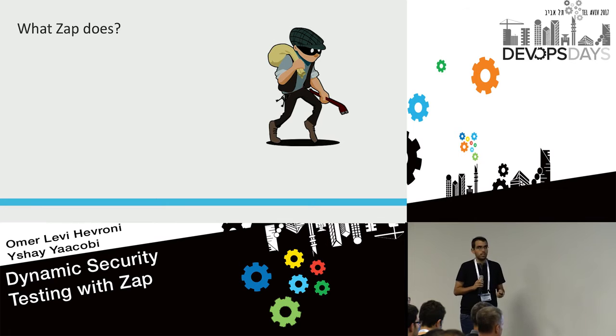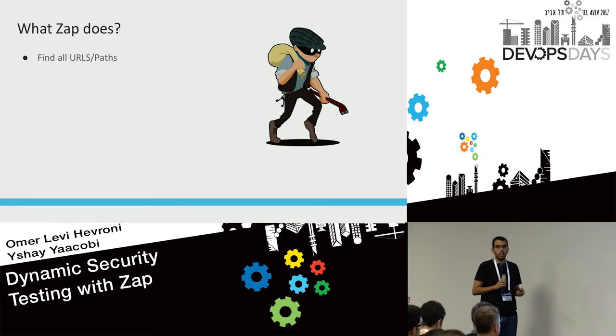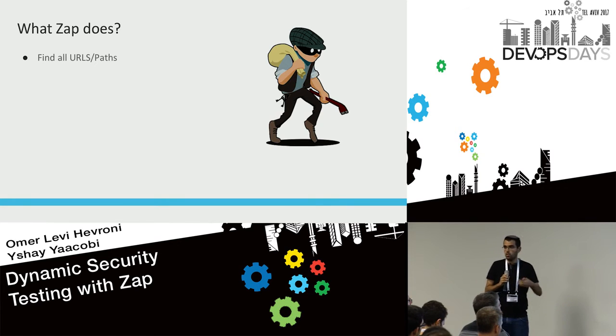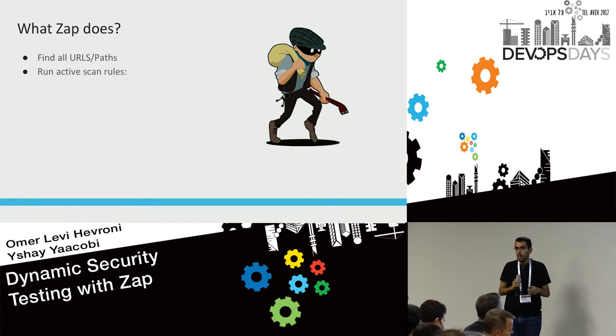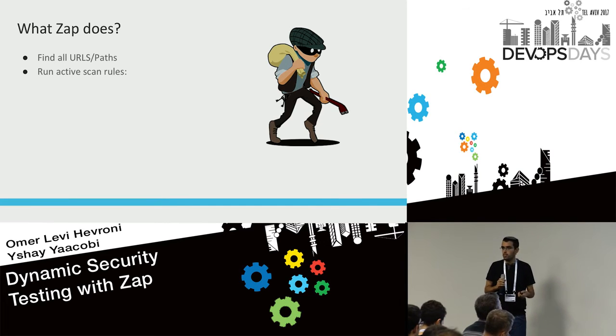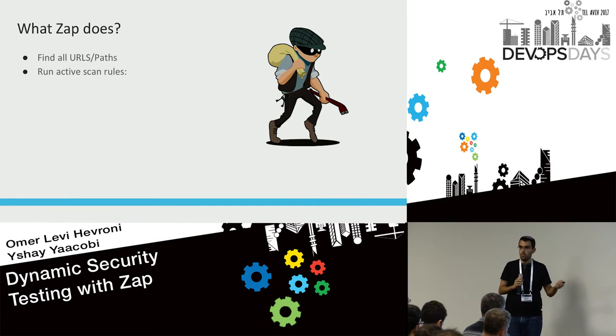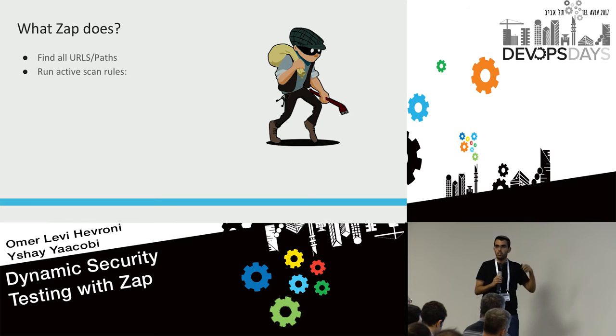In the active mode, we need to start when Zap already knows all the relevant URLs or endpoints in our application or API. We can do it with the manual assessment like I did before, or in any other way. And then we can tell Zap to run the active scan rule. The active scan rule is a bit different from the passive one because it's actually going to change the request and create malicious requests from the original request.